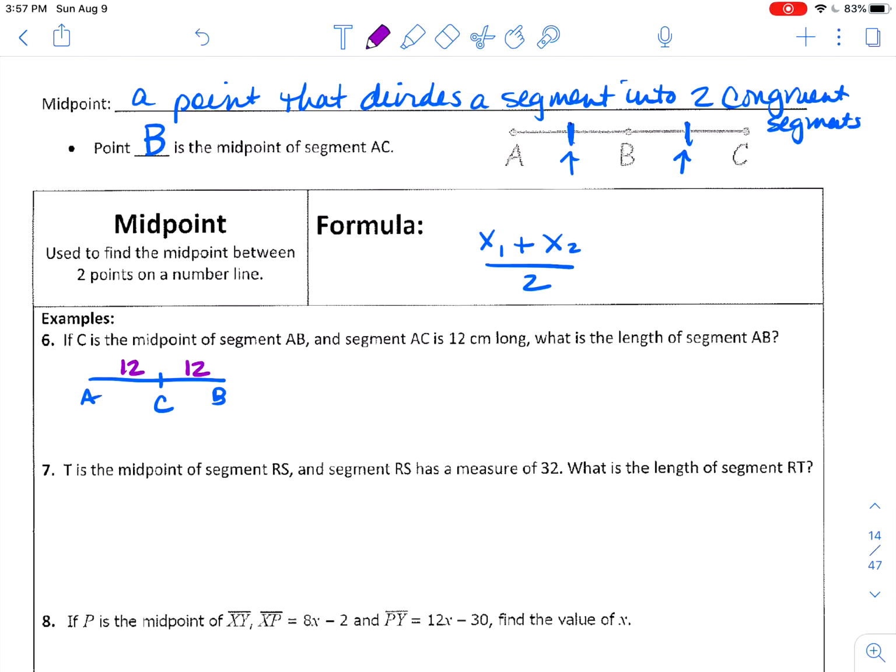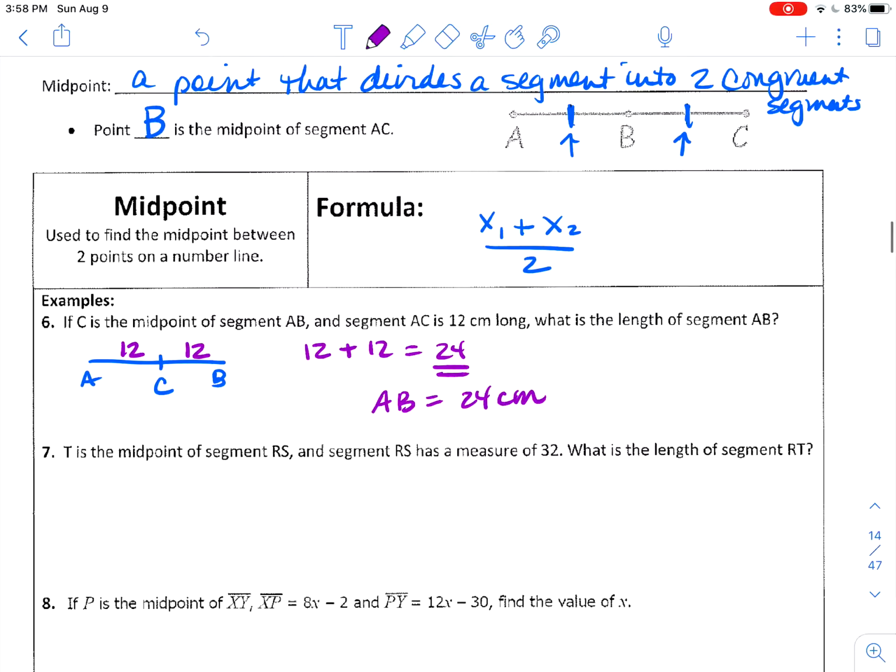What is the length of the entire segment, A to B? Well, that's just 12 plus 12, and we get 24. So we can say segment AB is 24. And let's go ahead and add on the units because units were given.